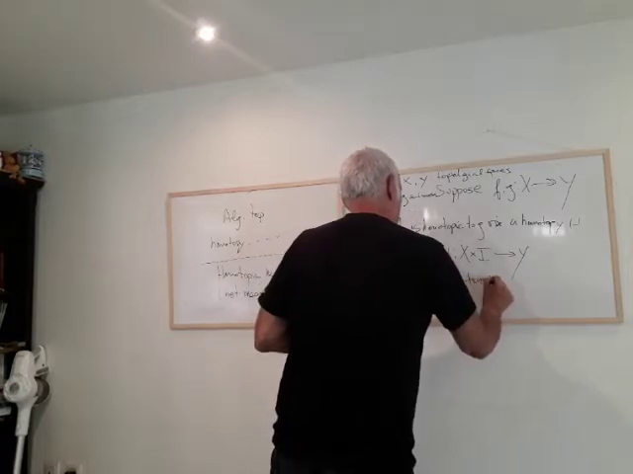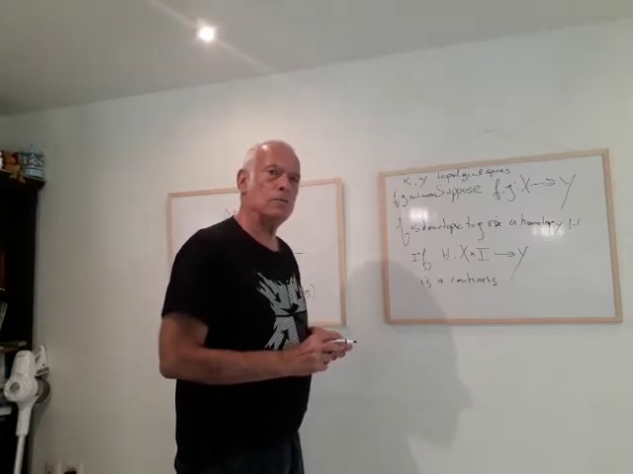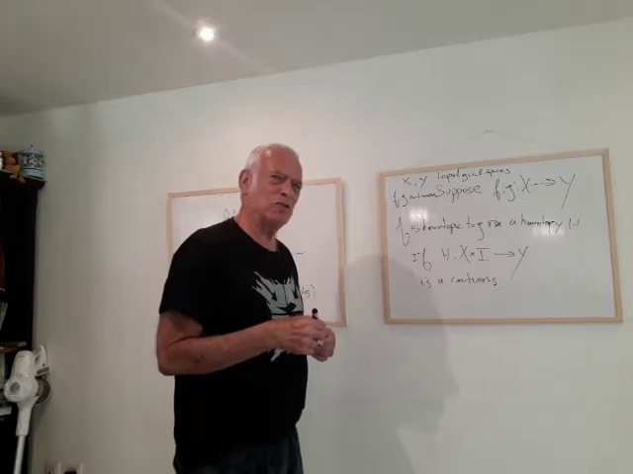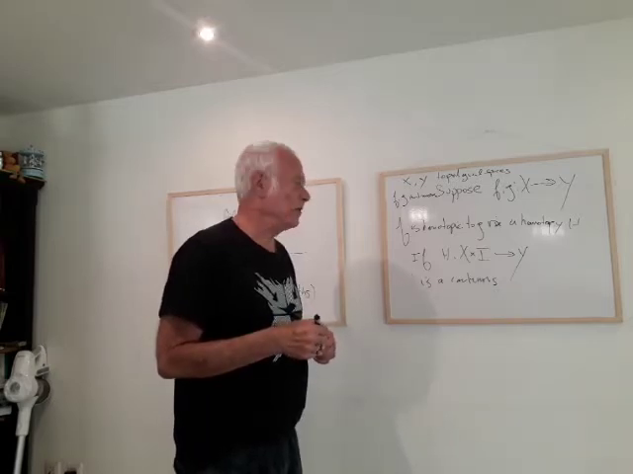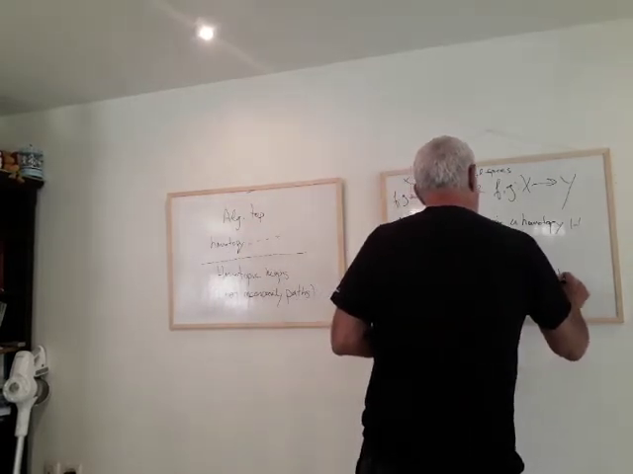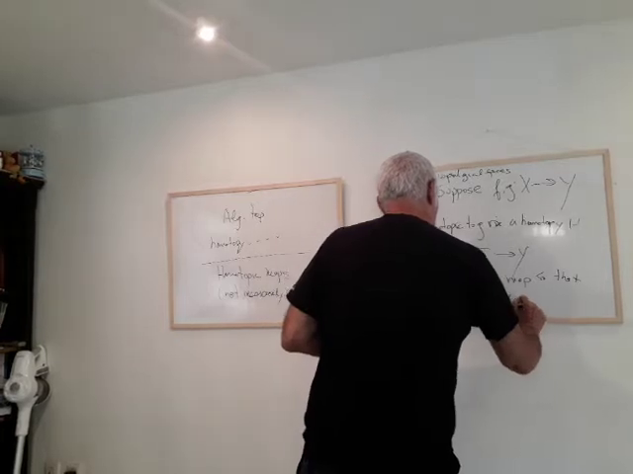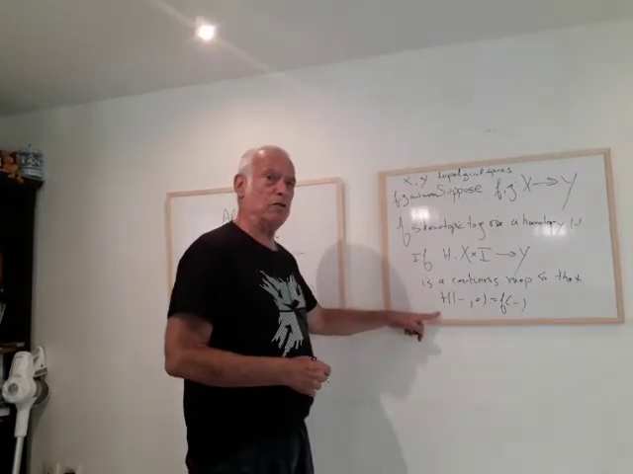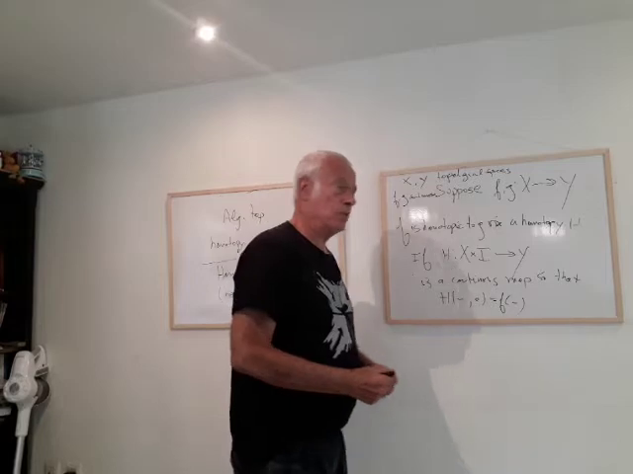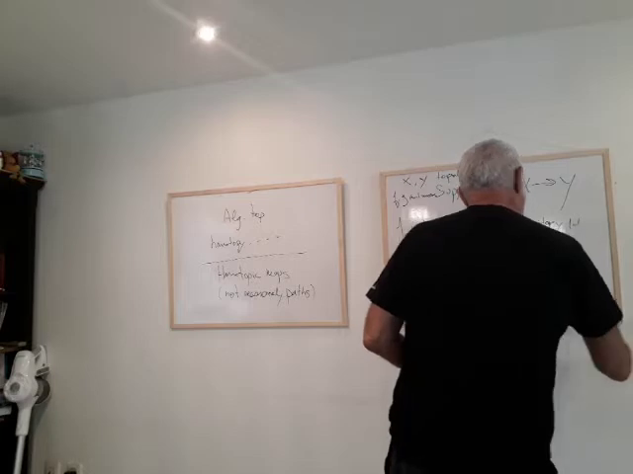The definition of continuous: the inverse image of an open set is open. So H is a continuous map so that H of blank and zero equals F of blank. Same definition as before, except the fact that now F and G need not be paths anymore. Similar idea. And H of blank and one equals G of blank.